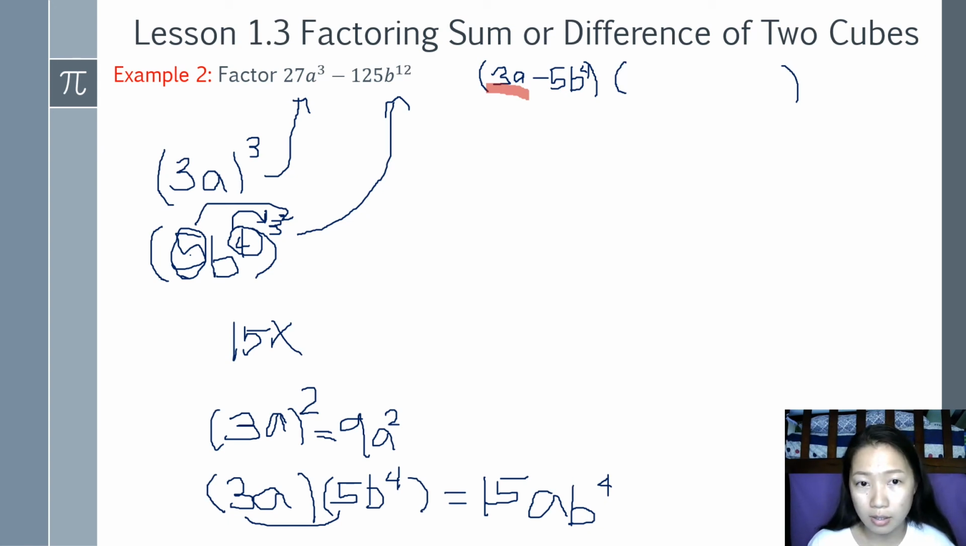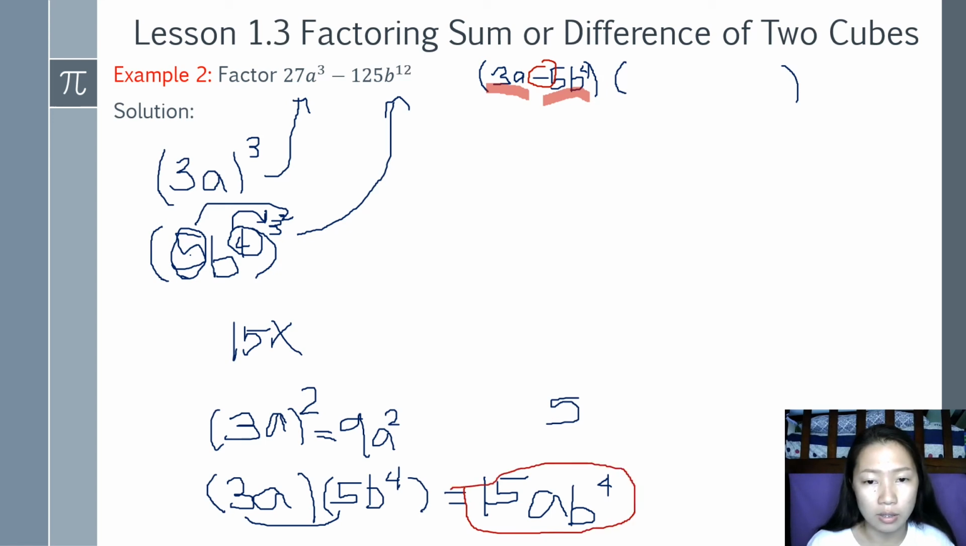And the last term is, anong gagawin natin? Tama, kukuhanin natin yung square ng last term. Okay, may kulang tayo dito sa pangalawang step. Sa pangalawang step, since ang operation ay subtraction, understood na addition ang 15ab raised to the 4th power. So, dito na tayo, balik tayo sa last term. Kukuhanin lang natin yung square. 5b raised to the 4th power squared. Okay. 5 times 5 is 25. And b raised to 4 times b raised to 4 is b raised to 8.